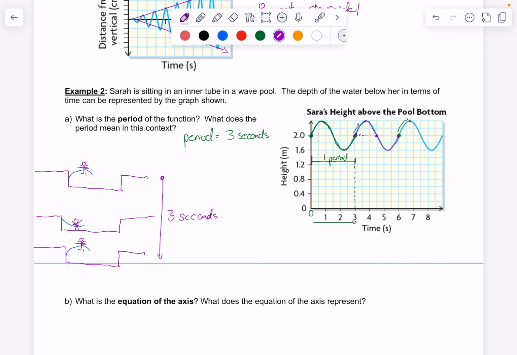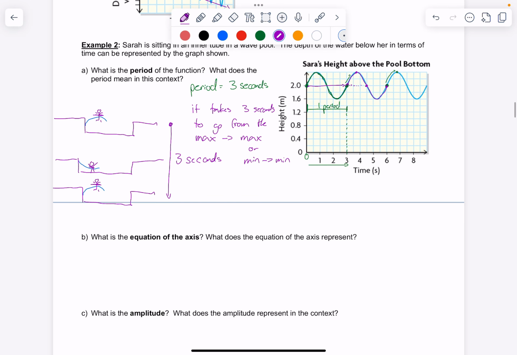What does it mean in the context of the problem? I just explained it, but I'll put it in words for you. What does the period mean in the context? It takes 3 seconds to go from the max to the max, or min to min. Again, it doesn't matter, as long as you're choosing the same point. I didn't even use the min when I found my period. I found the halfway point, but I went from the same halfway point to the same halfway point. That's one period.